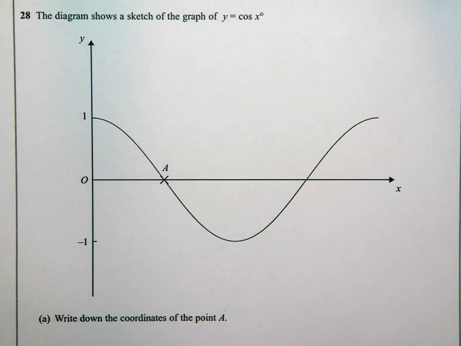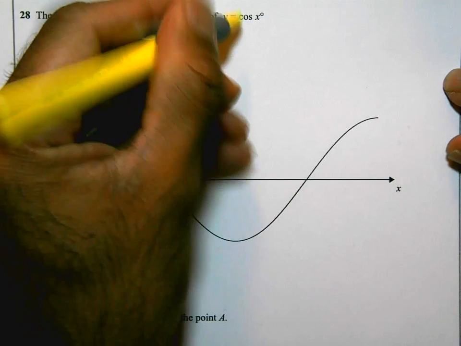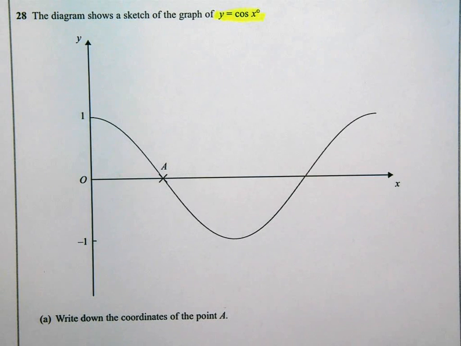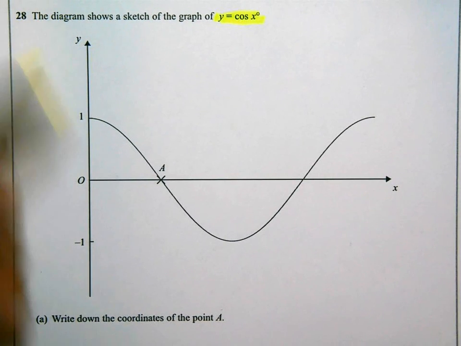This is question number 28 in the June 2013 non-calculator paper. This is the final question, and it's actually quite a challenging question, and it is classed as an A-star topic. The question says, the diagram shows a sketch of the graph y is equal to cos x degrees. Okay, and there's your graph.